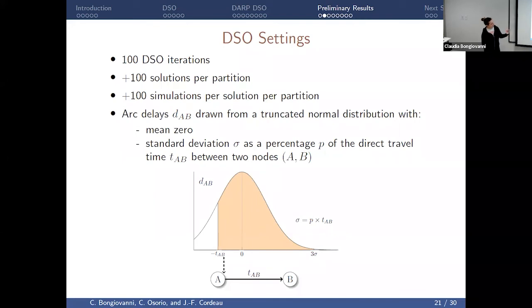This delay is given by this truncated normal distribution, in which the standard deviation is a percentage of T_AB. On the right side, the positive delay, the arc can become longer as much as we want, say 3 times sigma, just to not make it go to infinity. But on the other side, the arc T_AB can become shorter, but not freely, right? The vehicle cannot go back in time. So at the very best, what the vehicle could do is essentially fly from A to B, so that T_AB becomes 0. So that's how the simulator works.